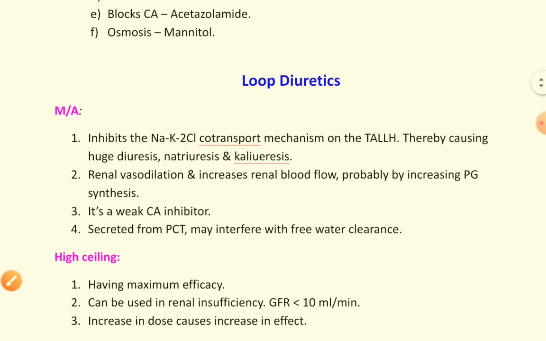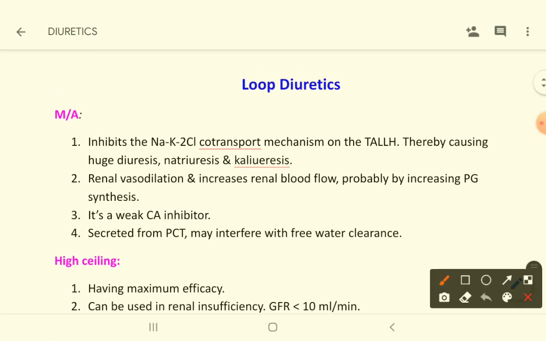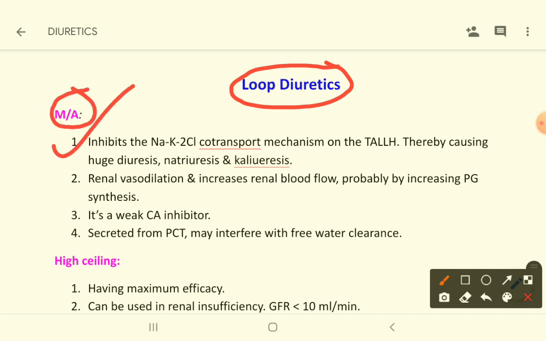Now let's come to the loop diuretics. How do they act? Their mechanism of action. Number one, they inhibit the sodium potassium 2 chloride co-transport mechanism on the thick ascending limb of loop of Henle, thereby causing huge diuresis, natriuresis, and kaliuresis. Okay, so they cause excretion of water, diuresis, sodium, natriuresis, potassium, kaliuresis.